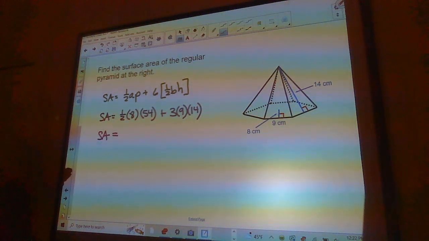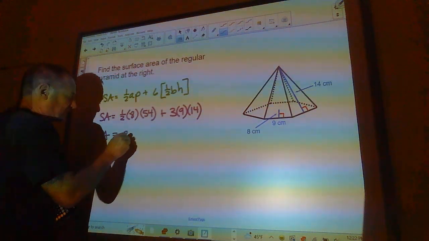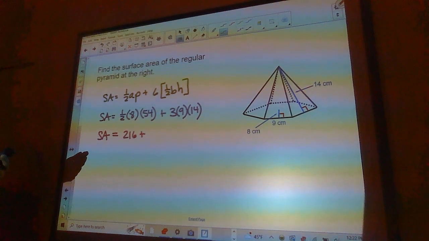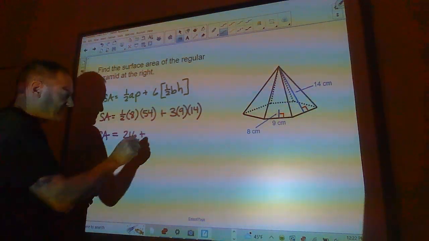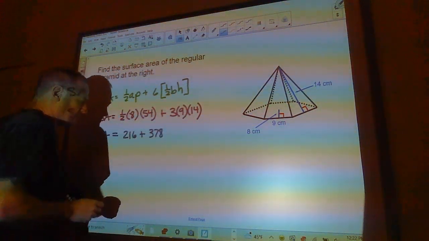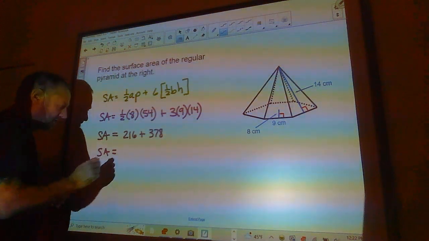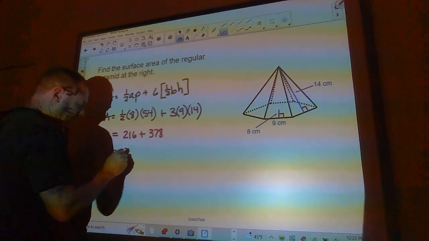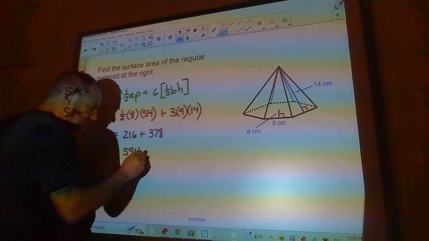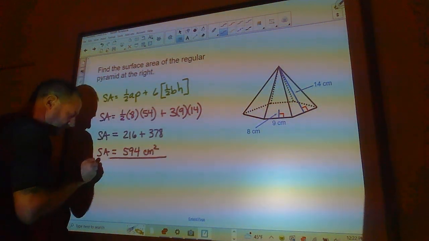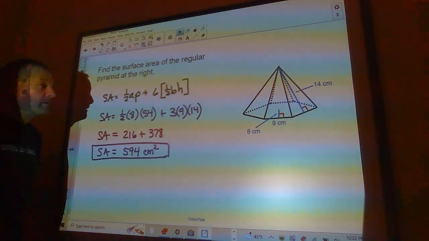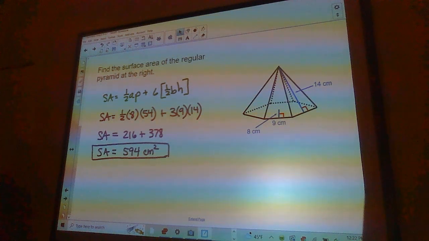So half of 8 is 4 times 54. This is 216 right here. 3 times 9 times 14, 378. And we just add those together. We get 594. And that's square centimeters. Okay.